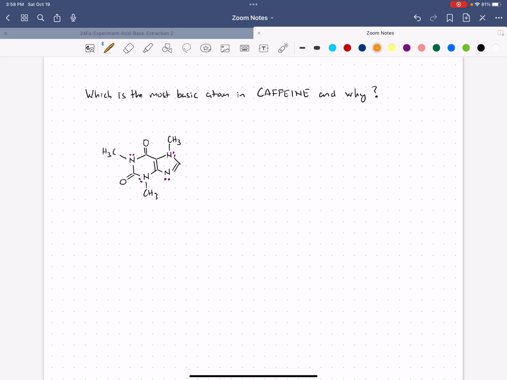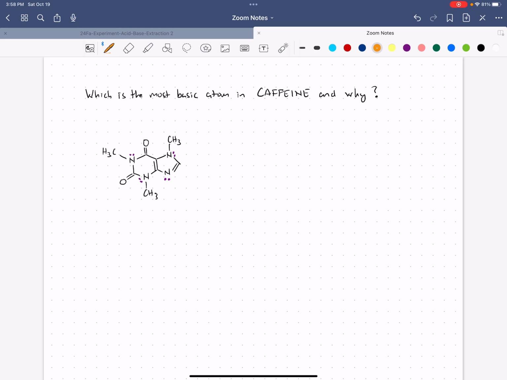Now, there are a couple of sites or atoms we can eliminate. First of all, nitrogen is typically more basic than oxygen, right? Because oxygen is very electronegative. Typically, it doesn't want to grab a proton to become positive. So I have our 4 nitrogens and the lone pairs of those 4 nitrogens written out for caffeine.